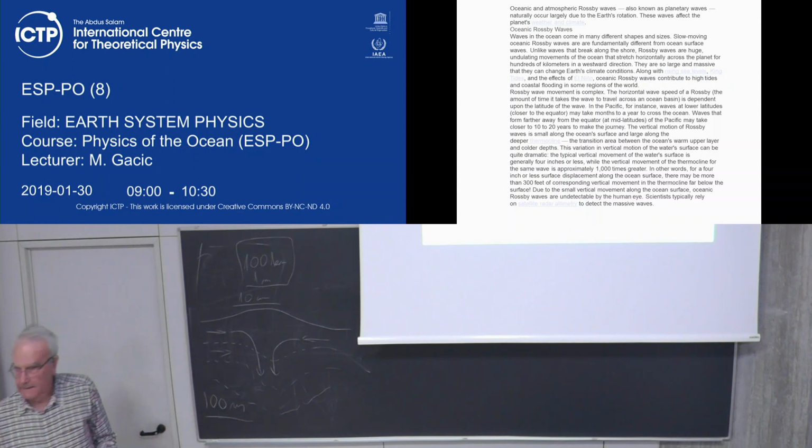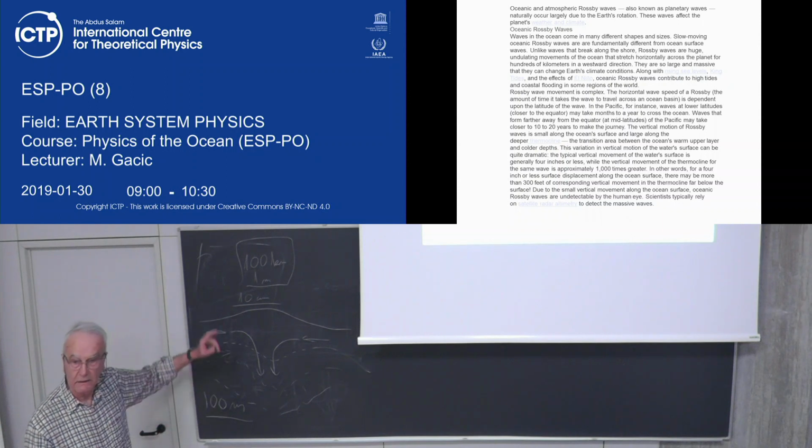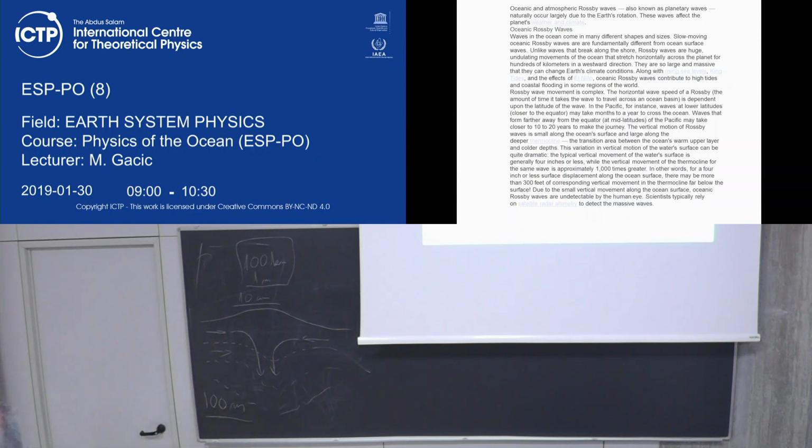Okay. And the same thing happens for all the motions in the ocean. Kelvin waves, internal Rossby waves, the influence of the wind, or convergence, divergence. Always we have several orders of magnitude larger deformation at the interfaces than in the sea surface.